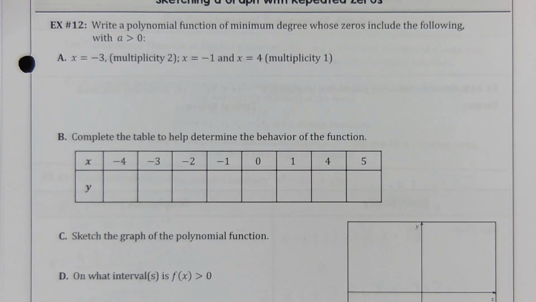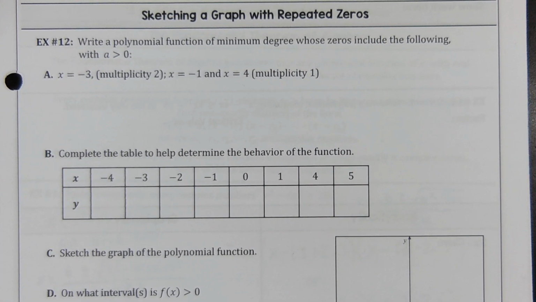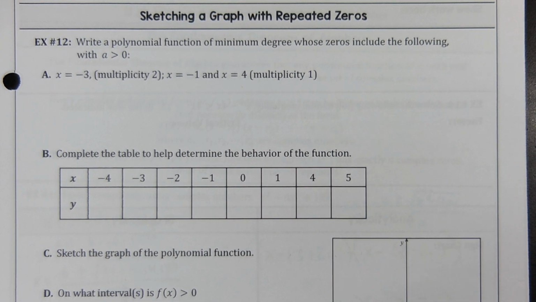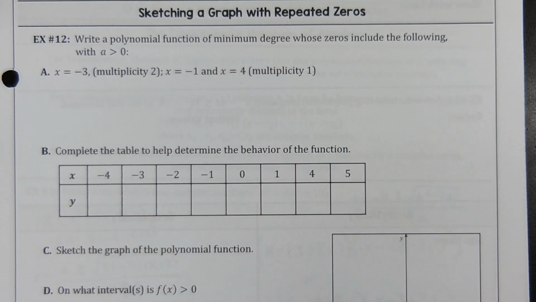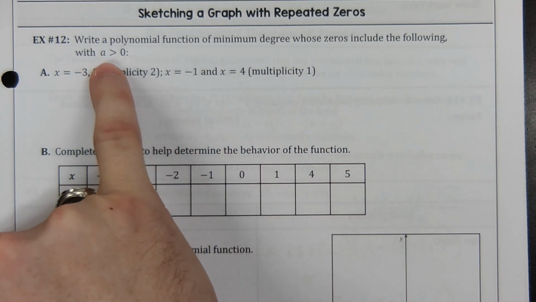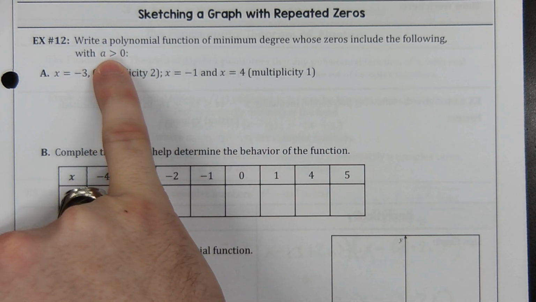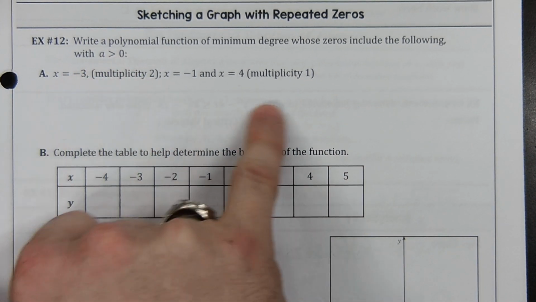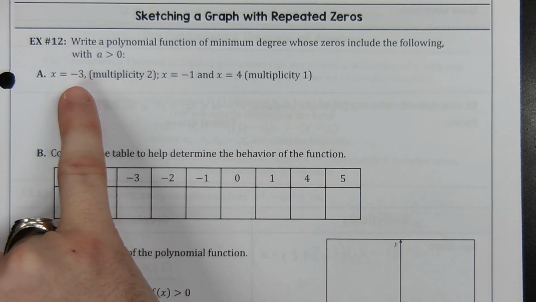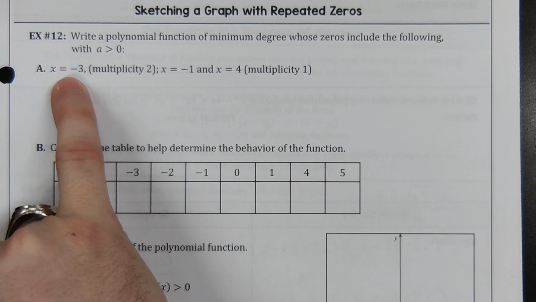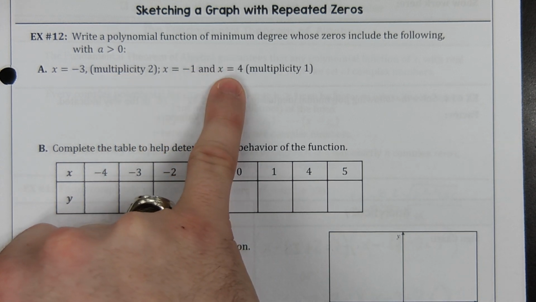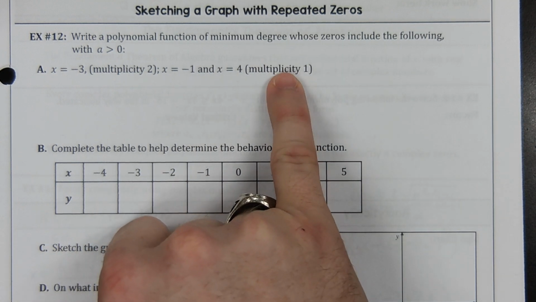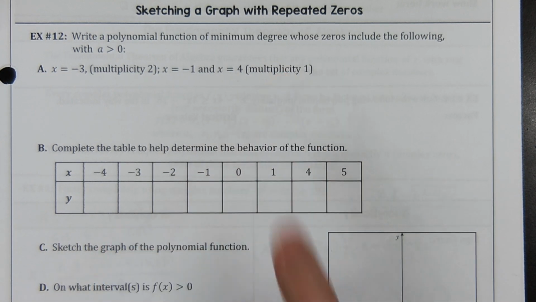All right. Let's do some graph sketching. We're going to write a polynomial function of minimum degree, meaning make it the smallest degree possible. And we know that the front number is a positive number, which is nice, they told us. And we need to include these zeros. We know that x equals -3 is a solution with a multiplicity of 2. It's a repeated root. We know x equals -1 is a solution, and we know x equals 4 is a solution, and they are both multiplicity 1, meaning not repeated.